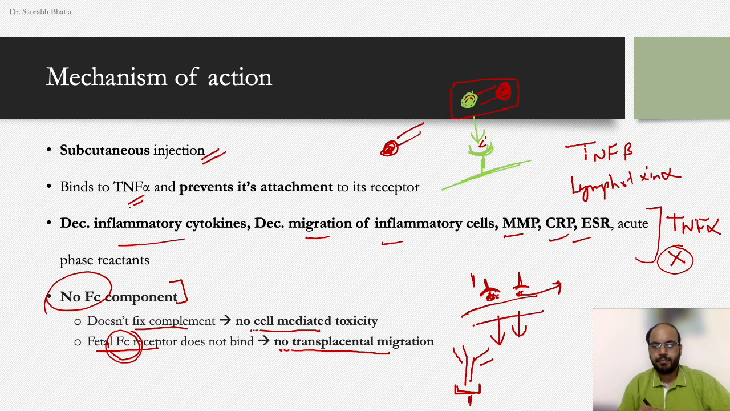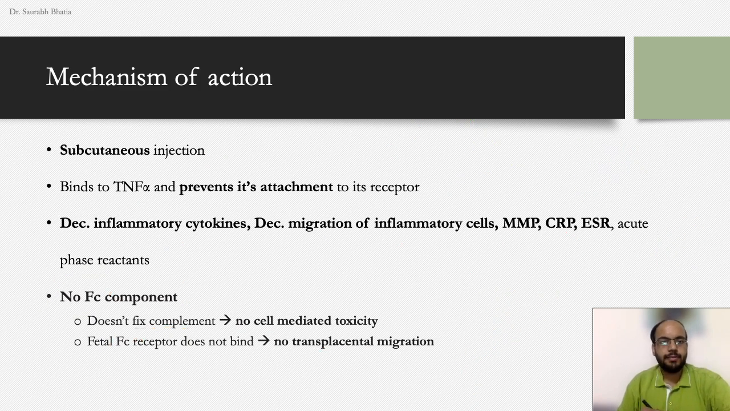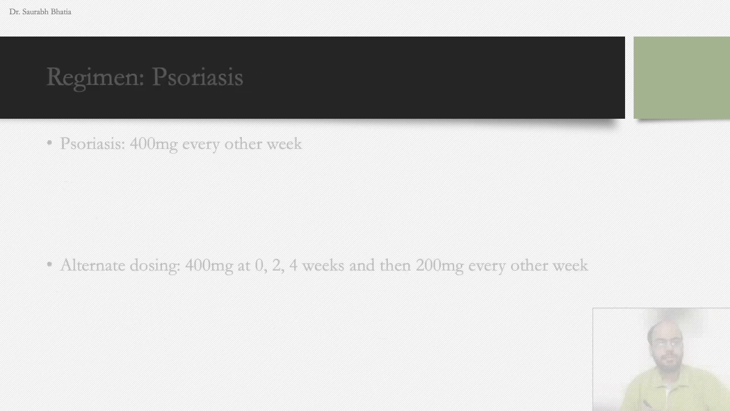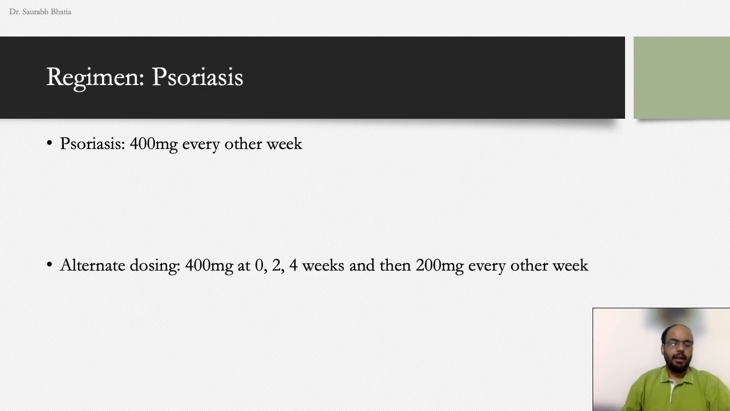Okay, let's continue further. Now, it has been FDA approved for two indications. One is psoriasis, the other is psoriatic arthritis. There are two different dosing regimens in psoriasis and in psoriatic arthritis.